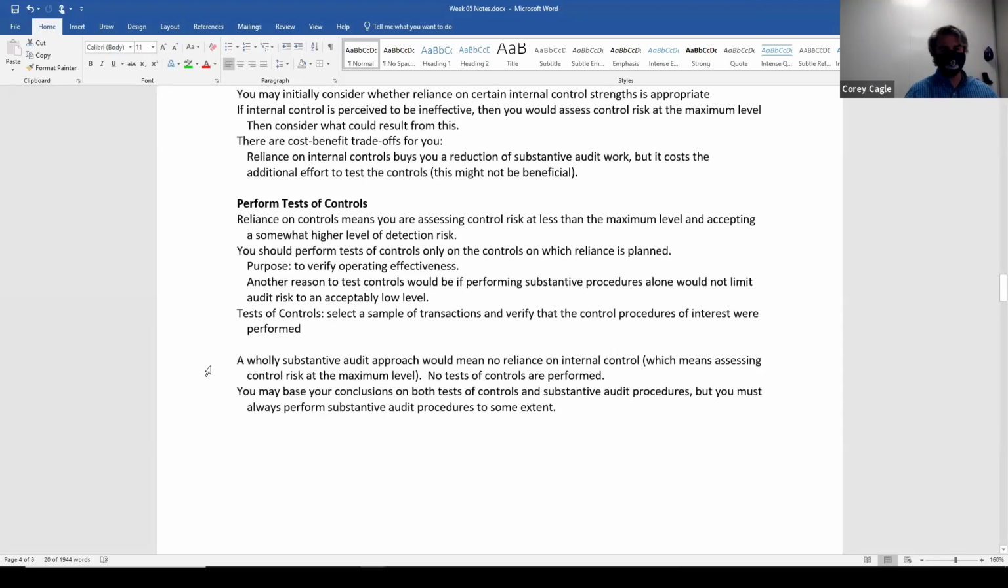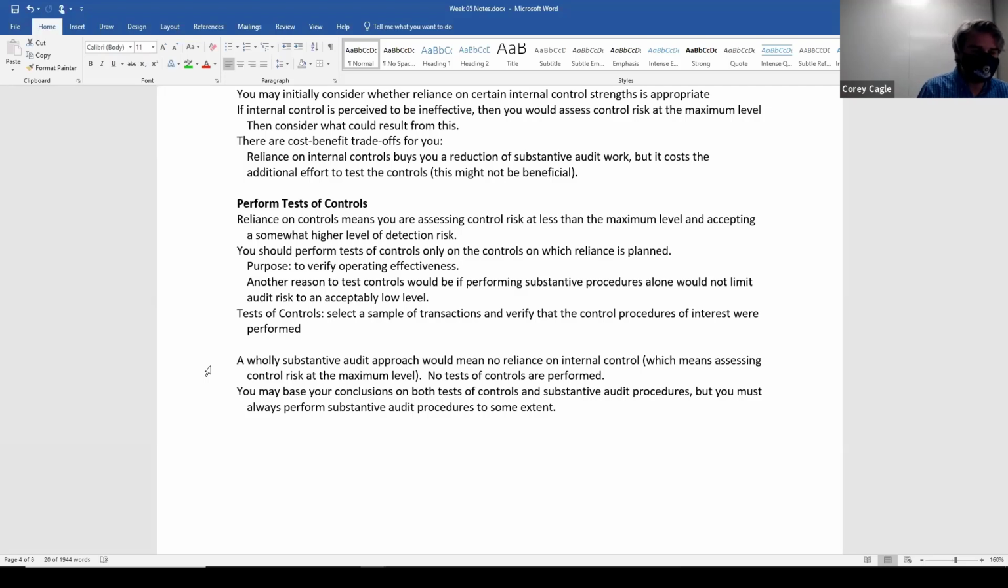Here at the end, they said a wholly substantive audit approach would mean no reliance on internal control, which is fine. You just say control risk is at the maximum. Not going to do any test of controls because there's no point in testing something you're not going to rely on anyway. So you may just do all substantive testing and that's it. That's fine. You can't just rely on test of controls though. So that's not okay. And that's what this next sentence says.